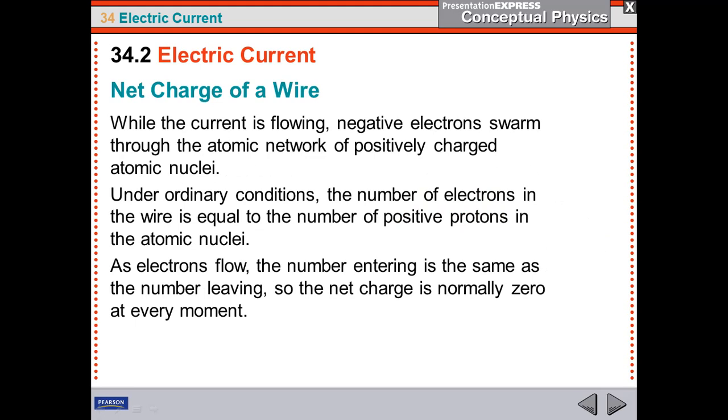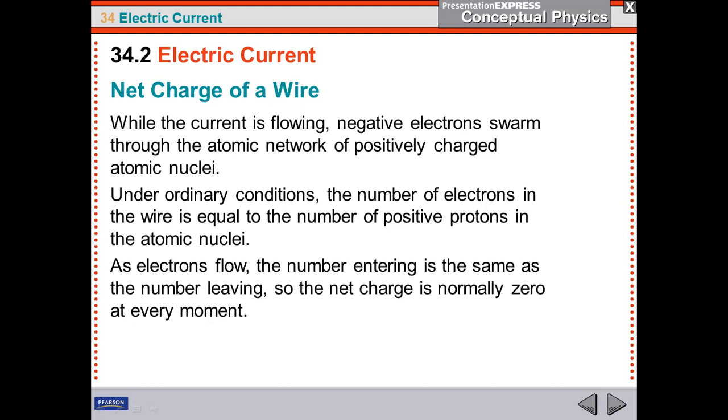Now, what is the net charge of a wire? If you have a current carrying wire, you see negative electrons swarm through the atomic network of positively charged atomic nuclei. Under ordinary conditions, the number of electrons in the wire is equal to the number of positive protons in the atomic nuclei.